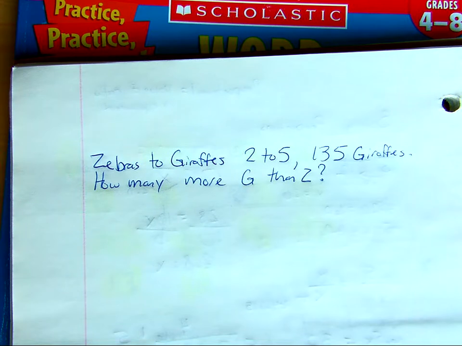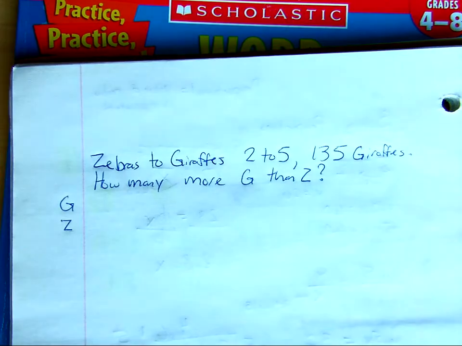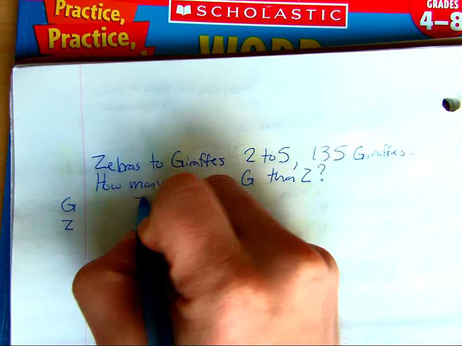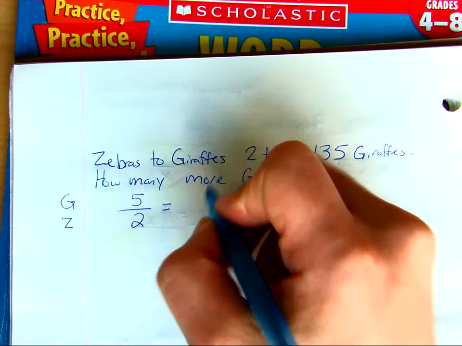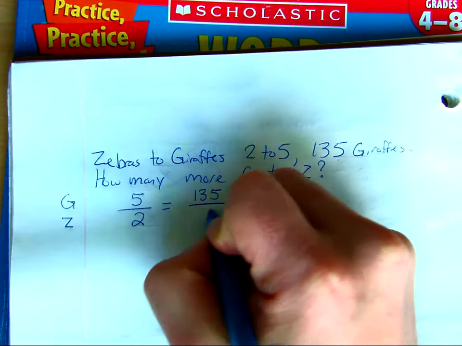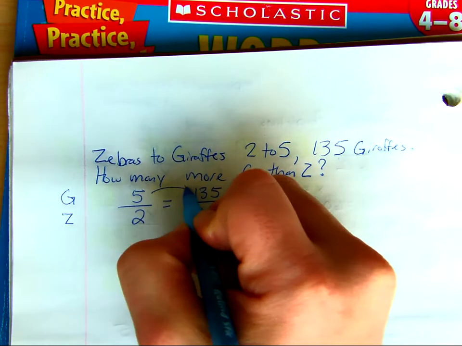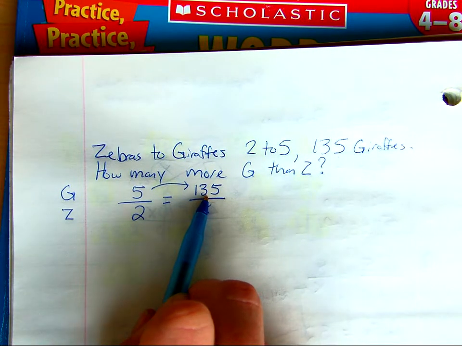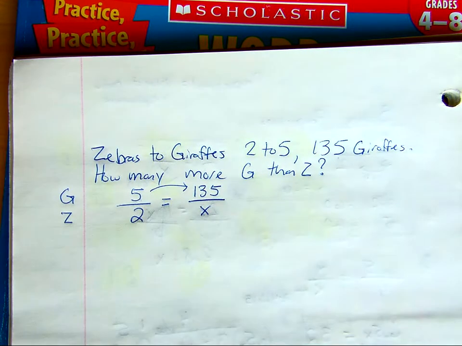So I could do a table, right? That's what you were taught last year, but I could also set up a proportion. So with my proportion, I'd say giraffes to zebras. Giraffes is 5 to the zebras is 2. Then giraffes is 135 to, I don't know. This is one where we could just go straight across and figure it out because 5 goes into 135. But you could also do 5 times x and 2 times 135. So I'm going to do it that way just because it's a newer way for you.